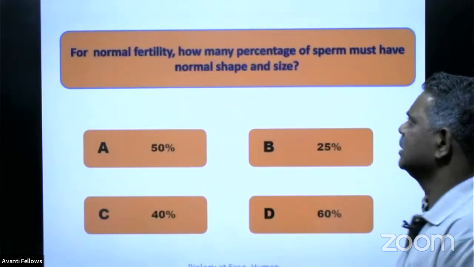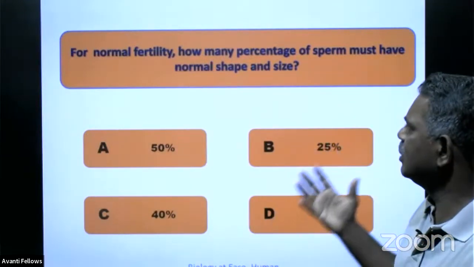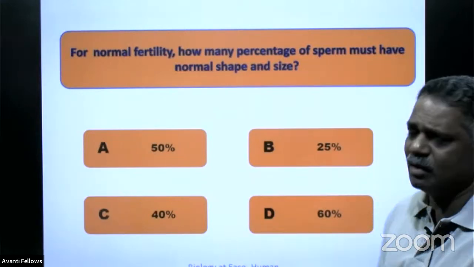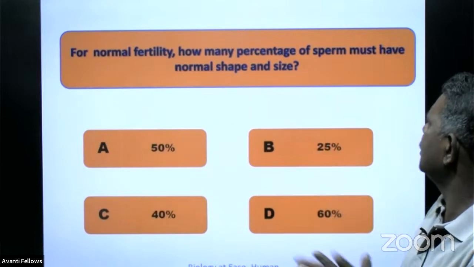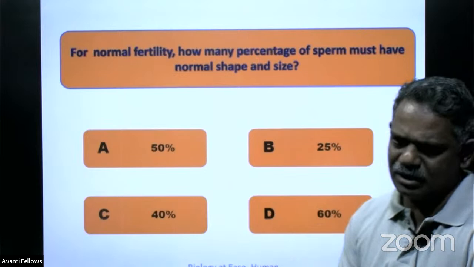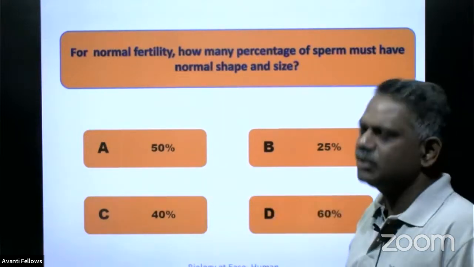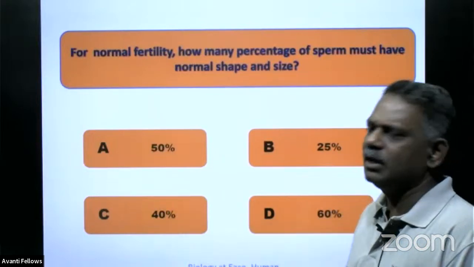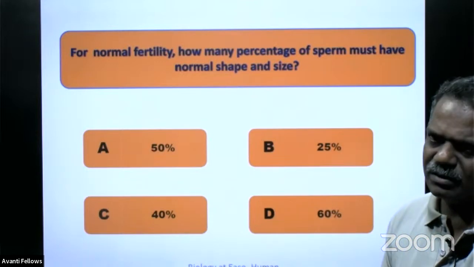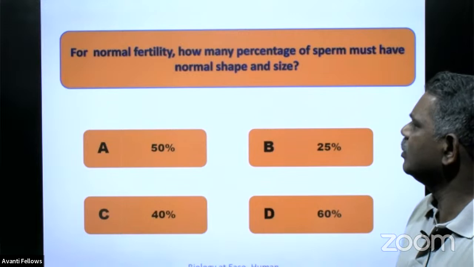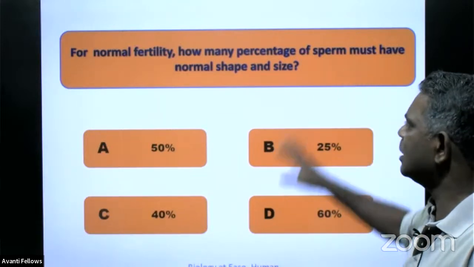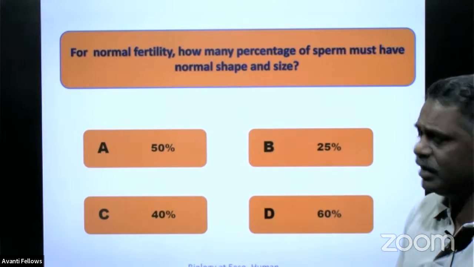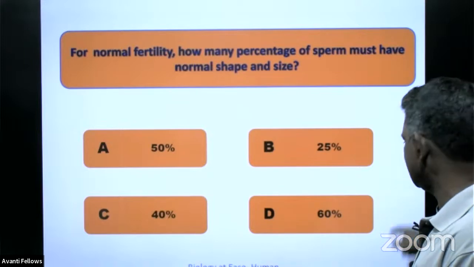For normal fertility, how many percentage of sperm must have normal shape and size? So a man is producing thousands of sperms. How many percentage of sperm must have the normal shape and size for normal fertility? Is it 50 percentage, option A? Then 25 percentage, option B. 40 percentage, option C. And option D, 60 percentage. For normal fertility of a human male, how many percentage of the sperm must have the normal shape and size? Find out the correct option A, B, C, or D.